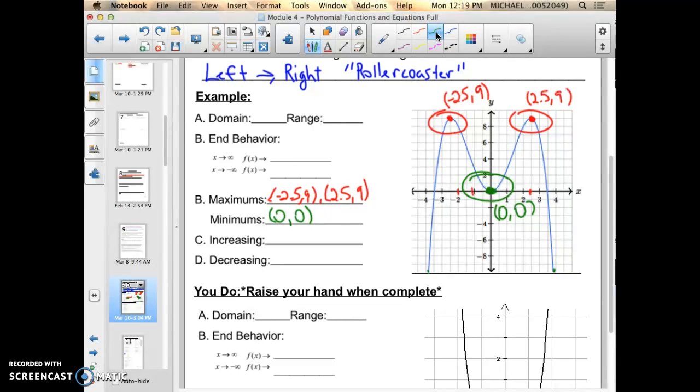So I'm done finding the maximums and minimums. I first visually found them. You can circle them if you want. And then I plotted the points of that maximum and minimum. And so from there, I move into increasing/decreasing. This is why it's important to know what a turning point is.